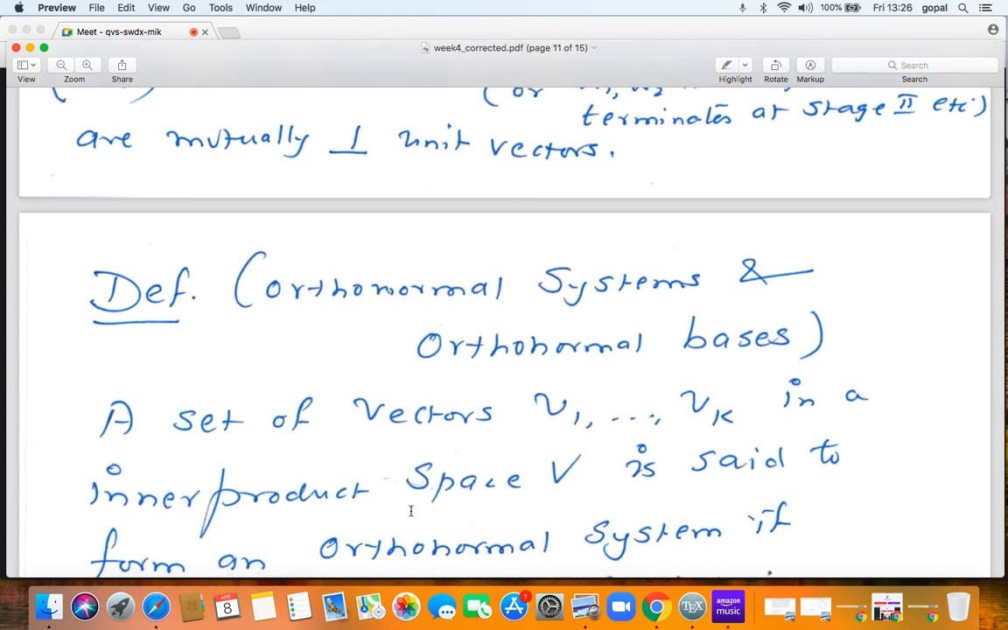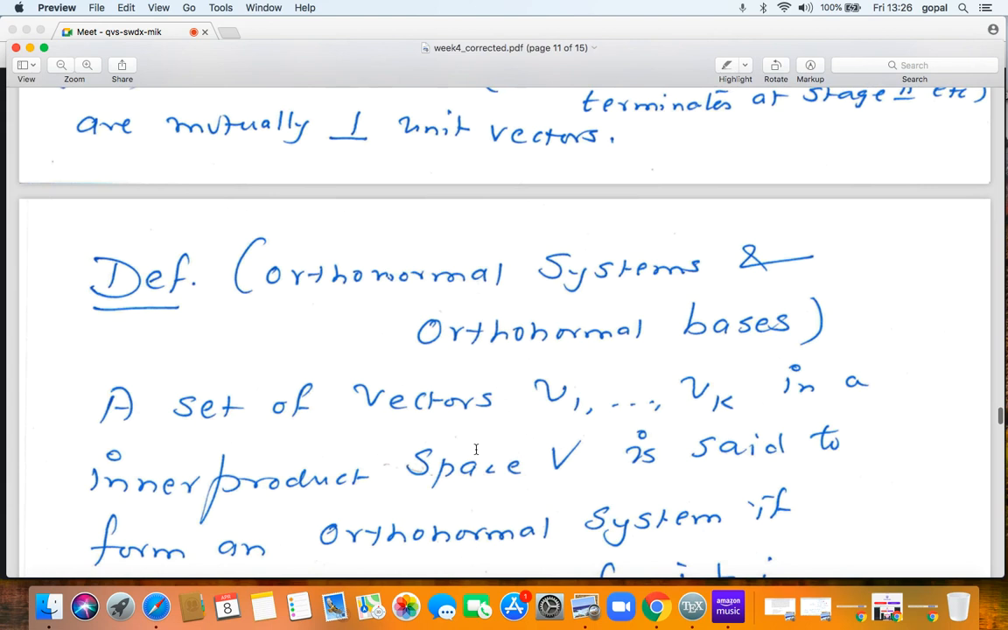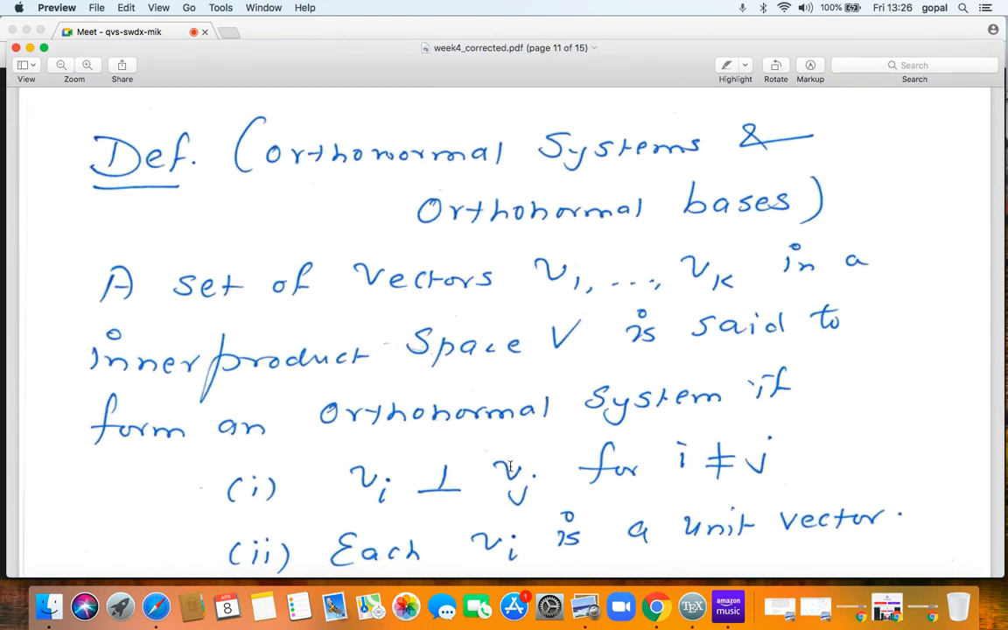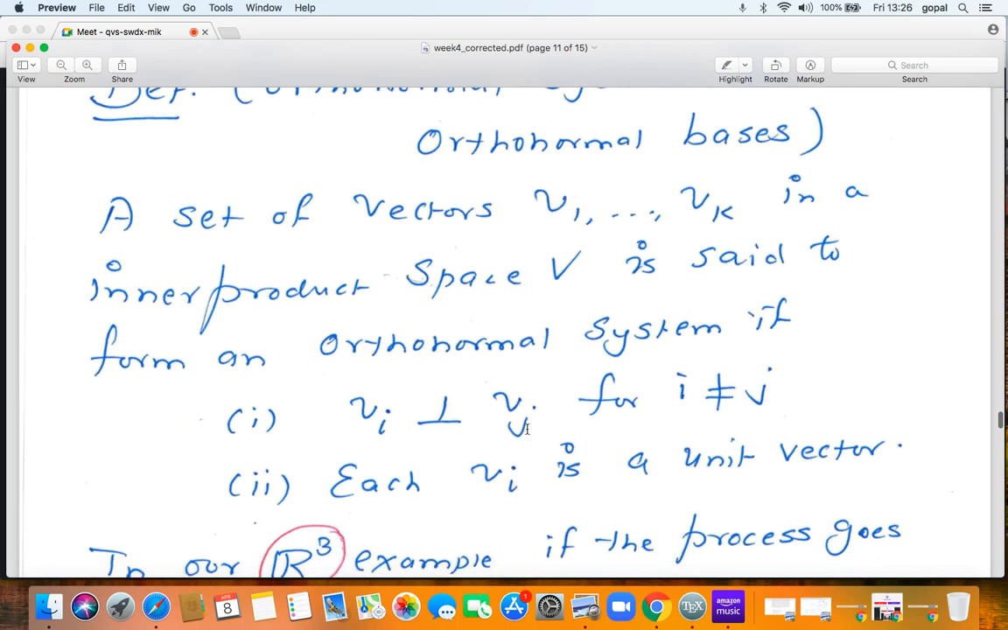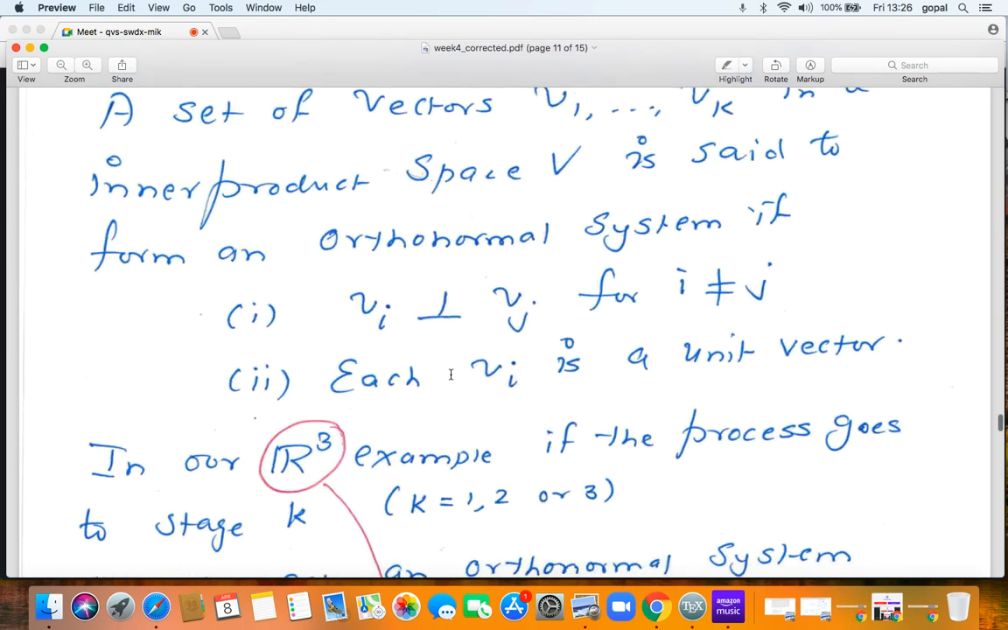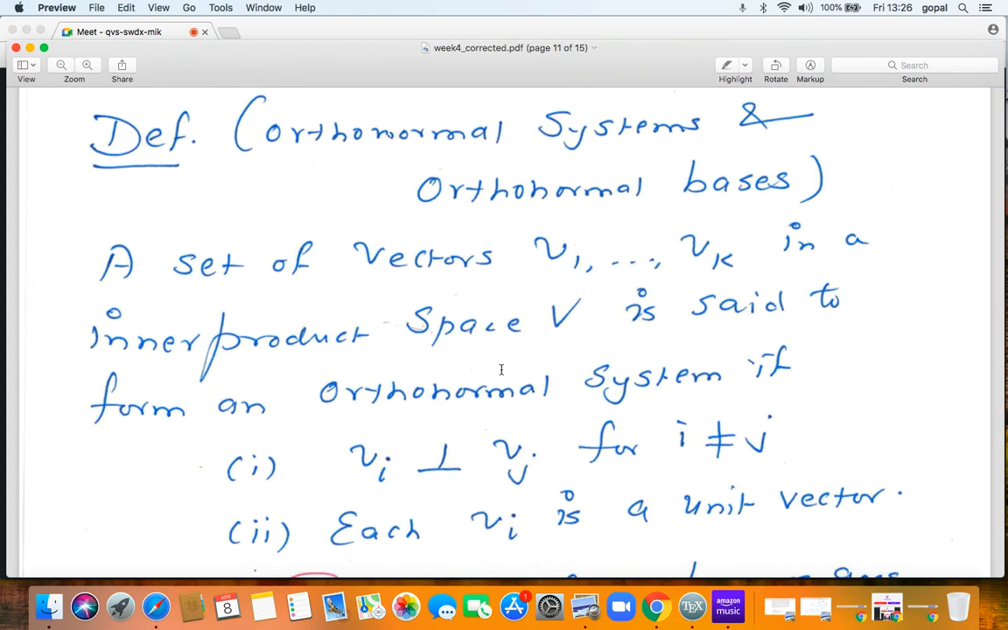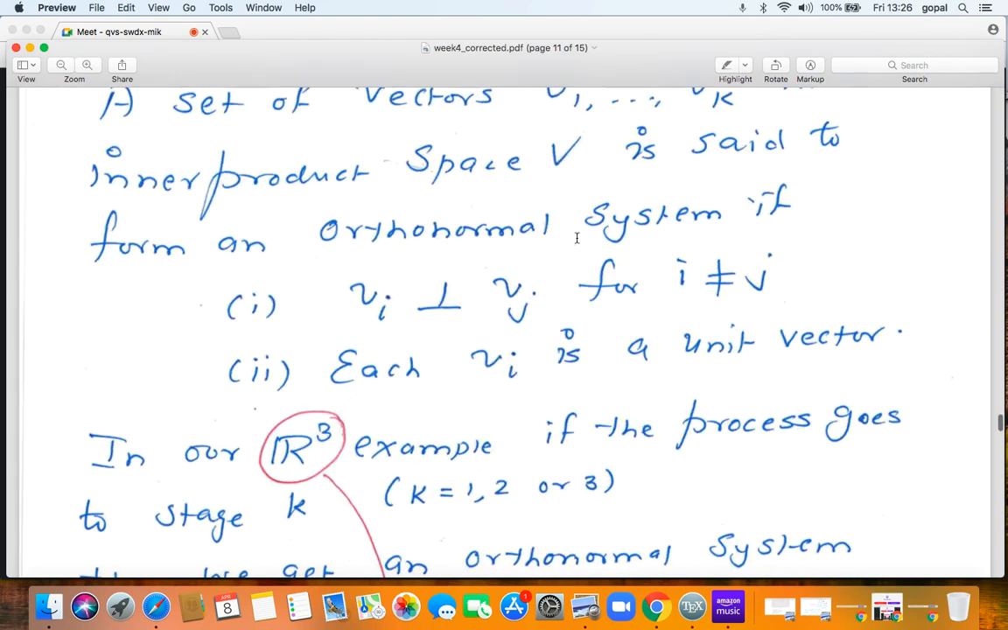Orthonormal systems and orthonormal bases. A set of vectors v1, v2, ..., vk in an inner product space is said to be an orthonormal system if any two of them are perpendicular and each of the vectors is a unit vector. So the system must be a system of unit vectors, and they must be mutually orthogonal. Such a system is called an orthonormal system. And if this system forms a basis, we'll call it an orthonormal basis.